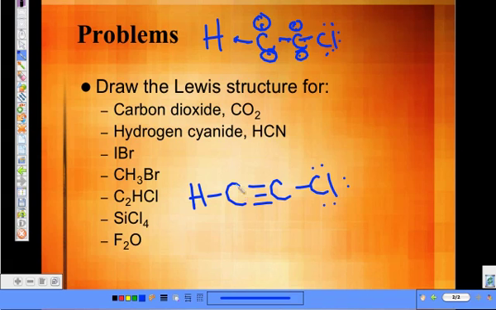Now a carbon has 2, 4, 6, 8. 2, 4, 6, 8. 2, 4, 6, 8.